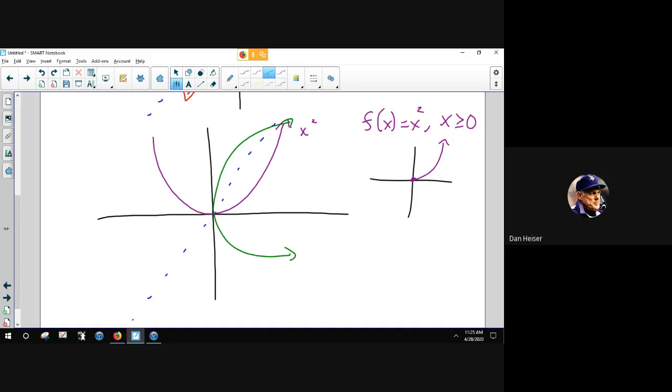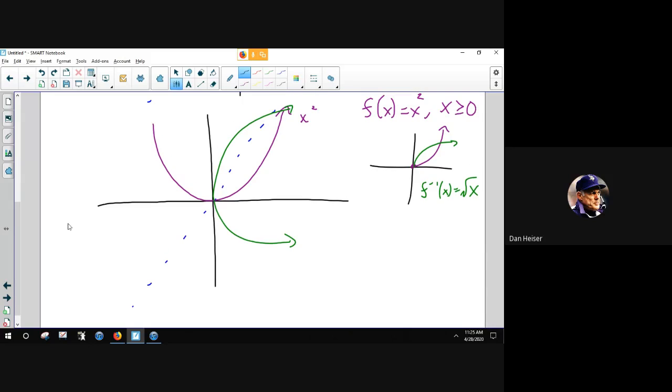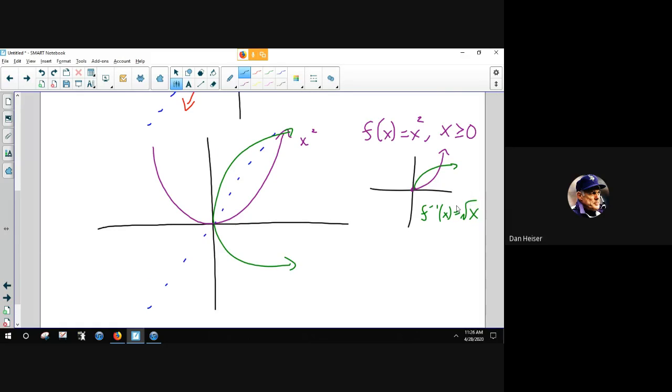Now I have an inverse. And that inverse is, the inverse of a square is a square root. What if I want the other half of the parabola? What if I want everything else? Well, the square root of x is only defined over here. I can't plug a negative into a square root. So that's why we define this the way we do. This is defined like so in order to get an inverse.